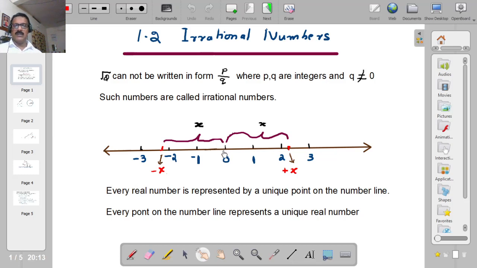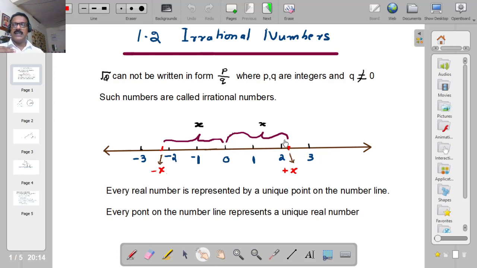If x is a positive number, then x is represented by a point to the right side of the point 0, at a distance of x units away from the point 0.